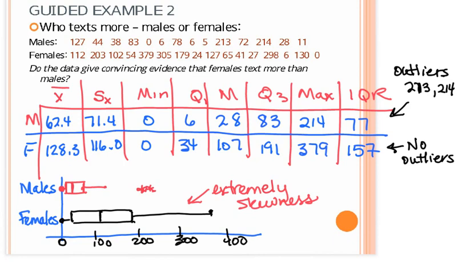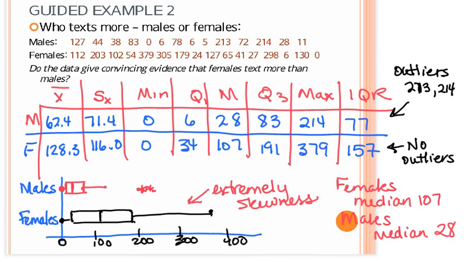So in this case, what's the data? Well, females have a median of 107 texts, and males had a median of 28. Now, it would be interesting to know when this data was gathered, because my guess is that today the data would be a little different. So when we're choosing which type of spread to use, IQR or standard deviation, always graph your data first. It gives you so much more information.